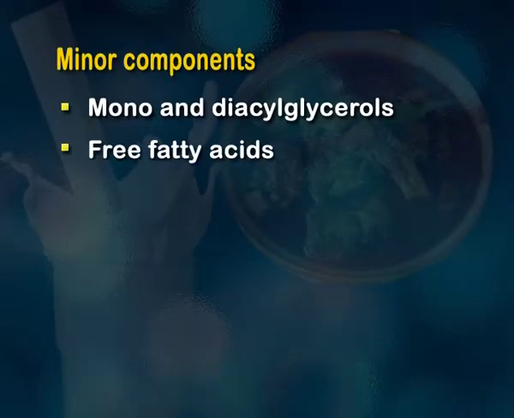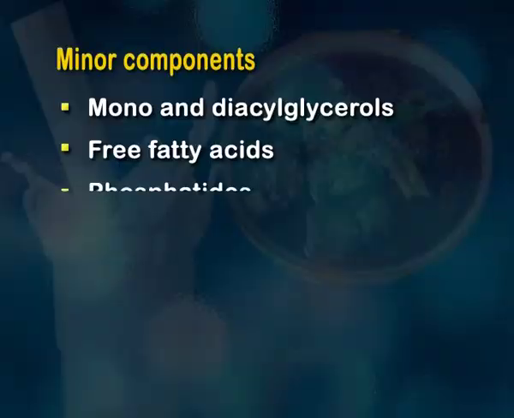The second minor component is free fatty acids. Free fatty acids are the unattached fatty acids present in a fat. Some unrefined oils may contain as much as several percent free fatty acids. The levels of free fatty acids are reduced in refining. Then we have the phosphatides, which consist of alcohols combined with fatty acids, phosphoric acid and a nitrogen containing compound. Lecithin and cephalin are the most common phosphatides found in edible fats.